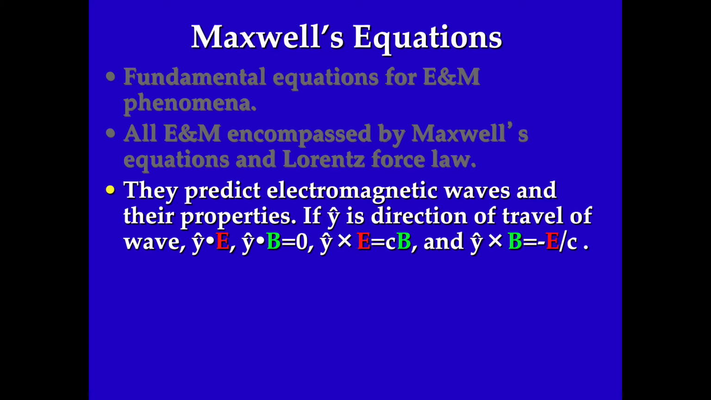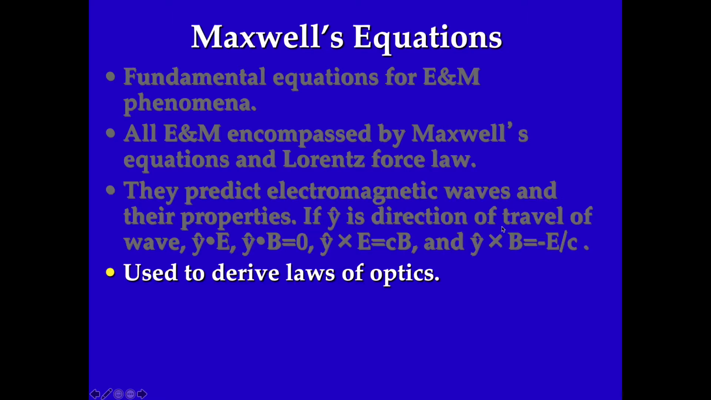Furthermore, he showed that the cross product of the unit vector in the direction of travel of the wave with the electric field gives you some constant times the magnetic field, and that constant is the speed of light. And of course, the cross product of the direction of travel of the wave with the magnetic field is minus E over c. And he also used these equations to derive some of the laws of optics.